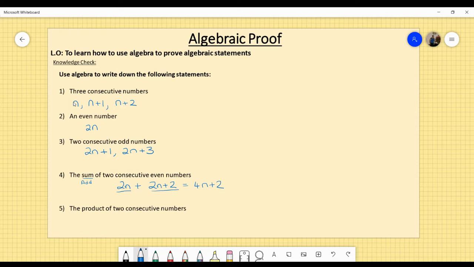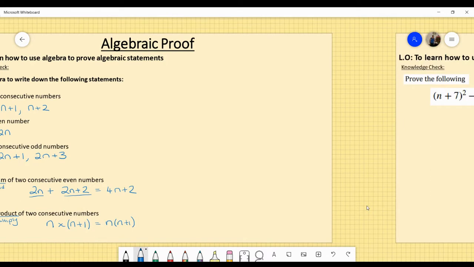And then for question 5, the product of 2 consecutive numbers. So again, the key word here is product. That means to multiply. And therefore our 2 consecutive numbers would be n and n plus 1. And if we want to multiply them, we need to make sure that we're writing it clearly. So n bracket n plus 1, and then you would expand your brackets. Okay, so we're going to have a look at some more formal questions so that you can apply your knowledge from this page to be able to answer them.